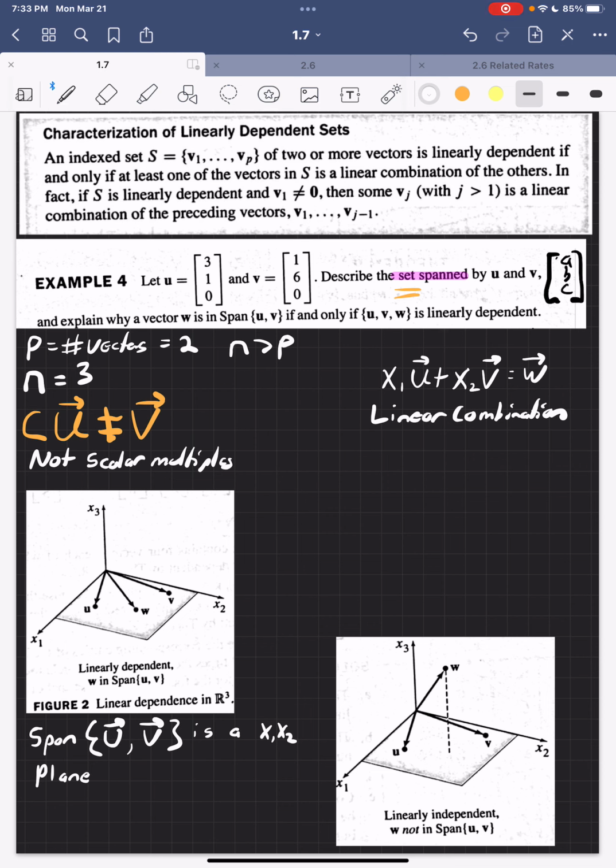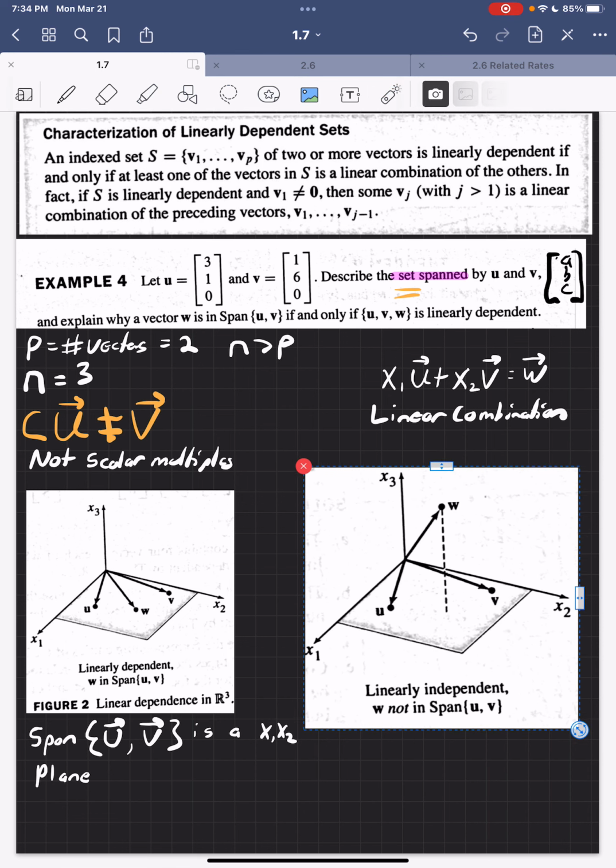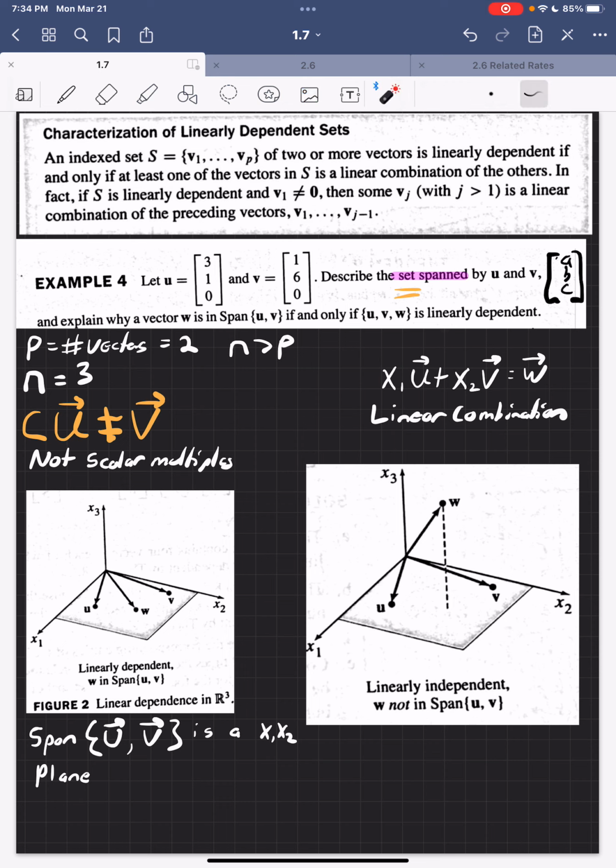Okay, now, furthermore, the question says, and explain why some vector W is in the span of U and V if and only if the set UVW is linearly dependent. Well, let's think of the best way to try to explain that to you. So I think we'll start with the geometry. To say that W is in the span, again, please, I know the video's been going for a while. I know you're getting tired.